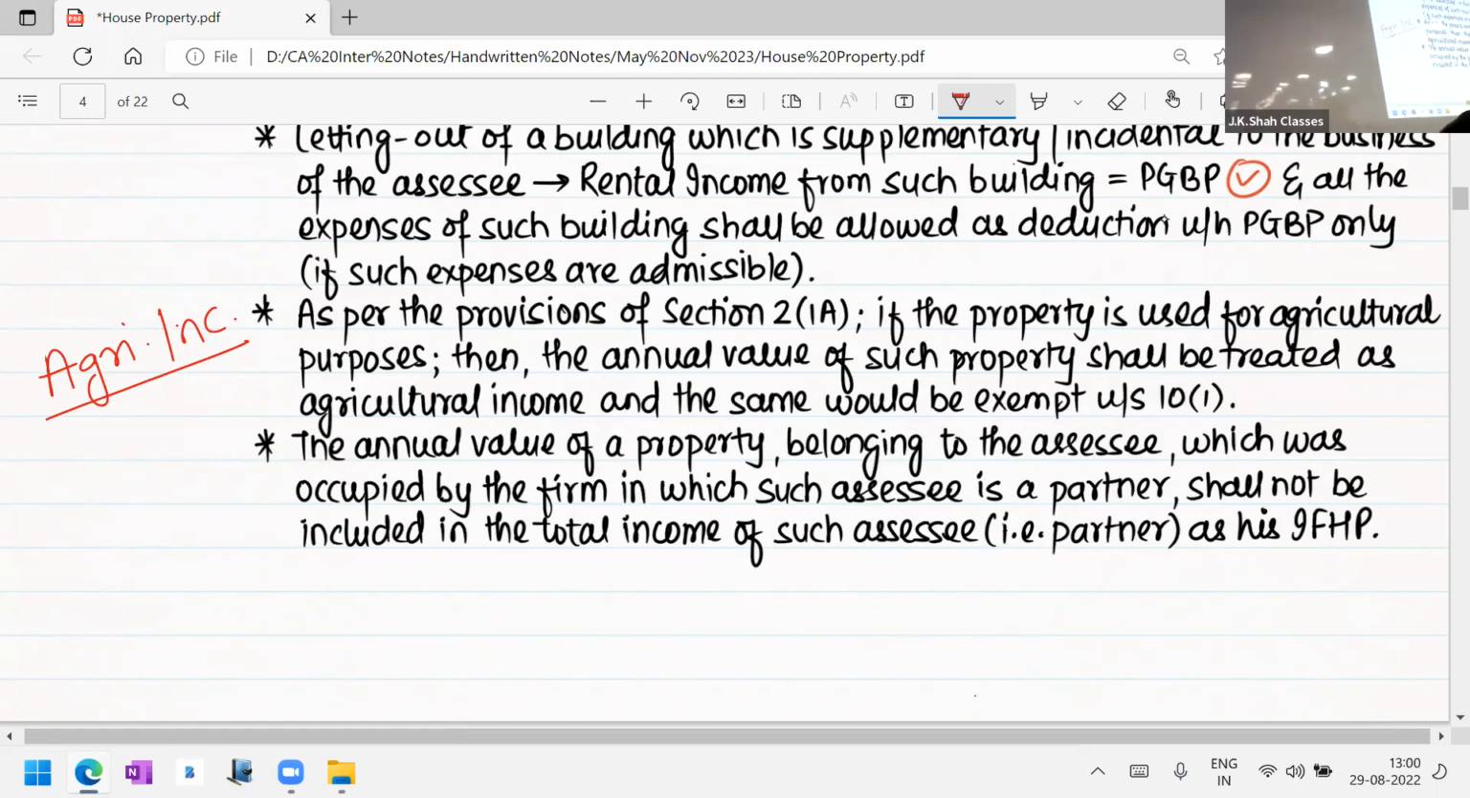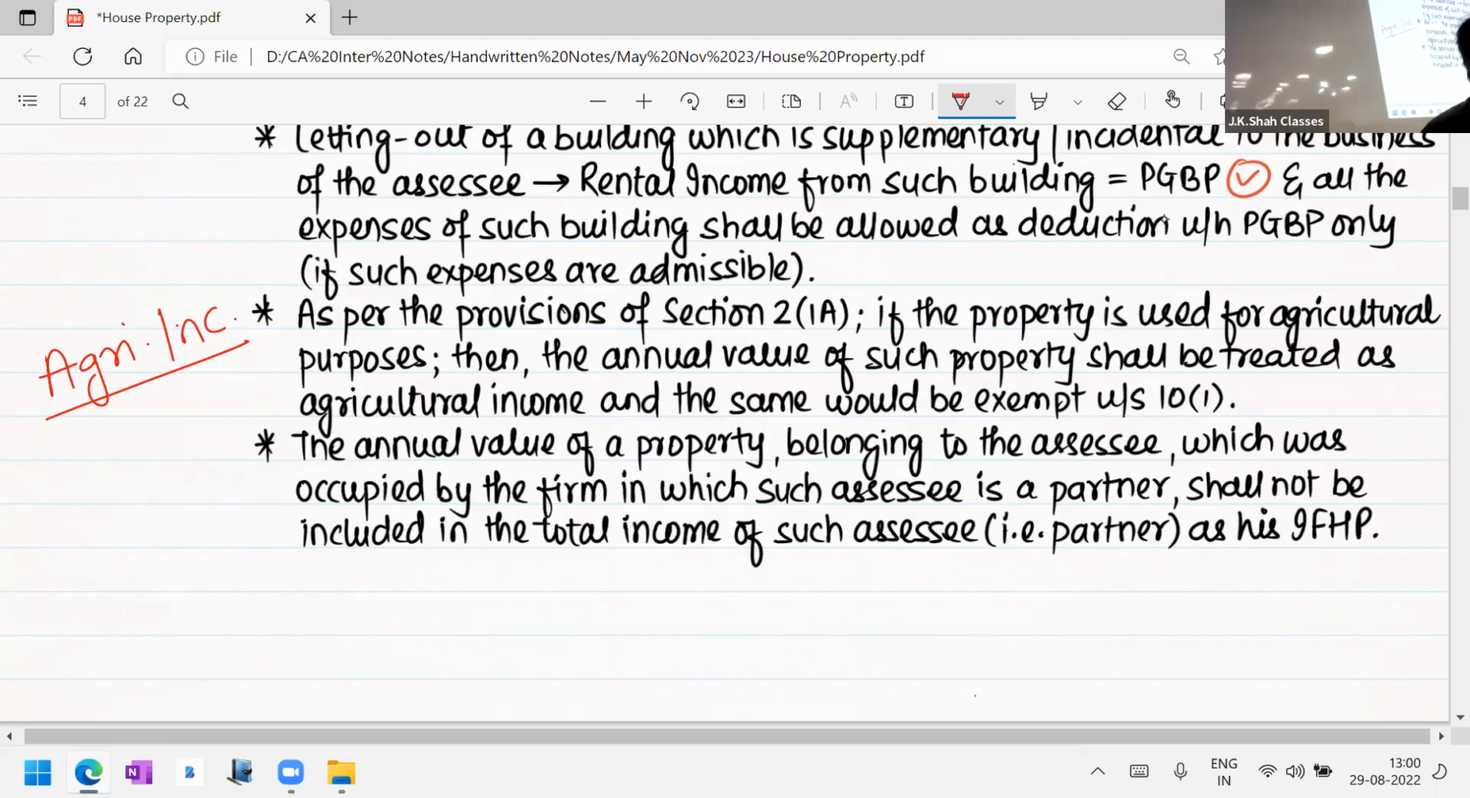Now what you are supposed to do with these properties? Find out the annual value of each house property which you have brought under the head house property. For all the sources of income which have come under the head house property, by satisfying these 3 conditions, for every property you are supposed to calculate annual value. That annual value only will be taxed under the head house property.